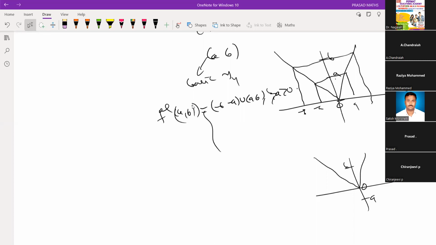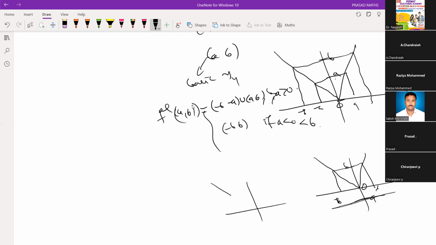Right? B is here. What is the inverse image? Minus b, b. So for a, there is no preimage. So what is the inverse image? Minus b comma b, whenever a is less than 0 and b is positive.